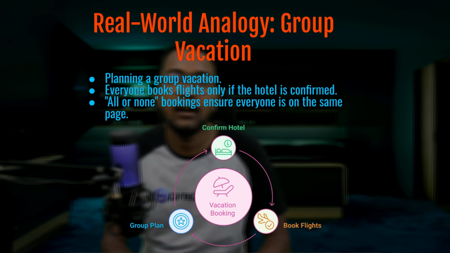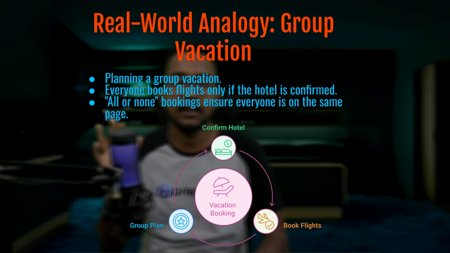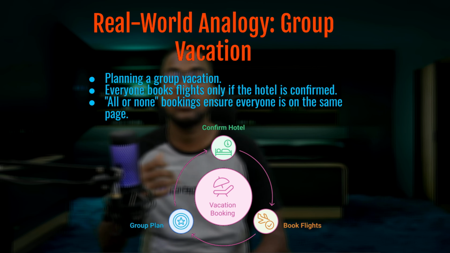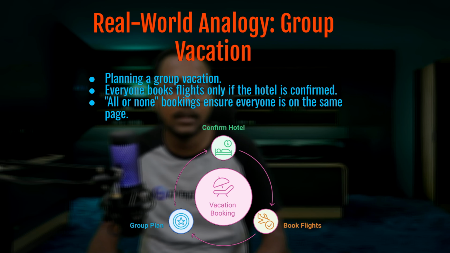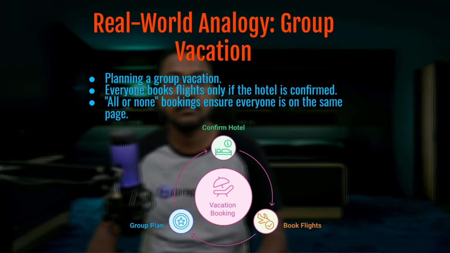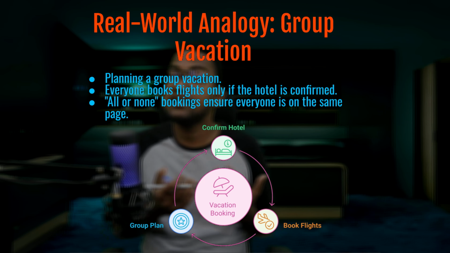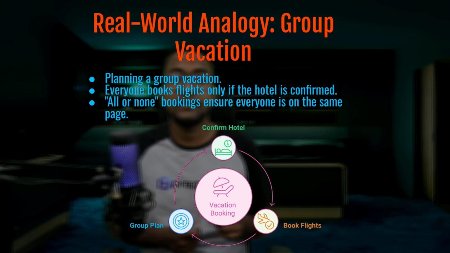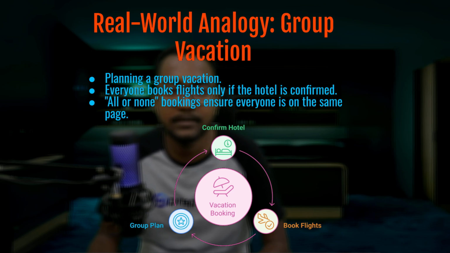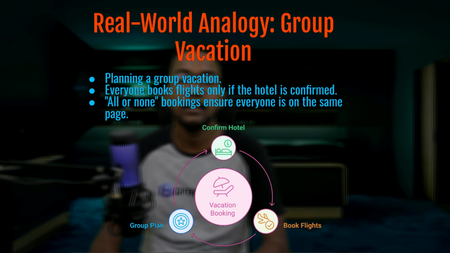So let's break this down into a simple example. Let's say that you and your friends are planning a group vacation. Everyone is responsible for booking their own flight, but you all agree that you will only book if the hotel reservation is confirmed. So if the hotel isn't booked, no one buys their flight. This prevents anyone from being stuck with a flight but no place to stay. And this is the perfect analogy for distributed transactions.